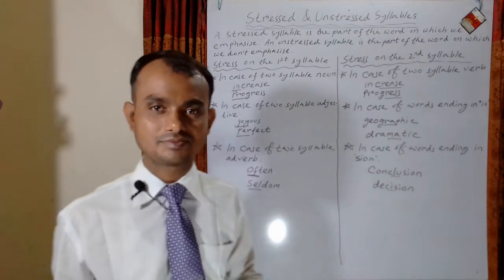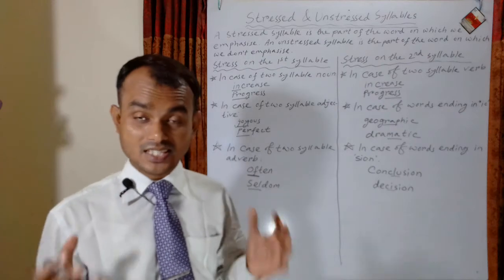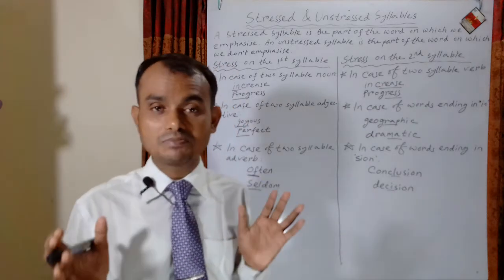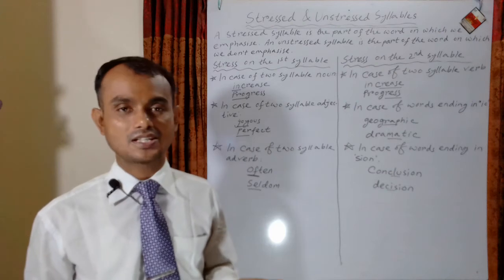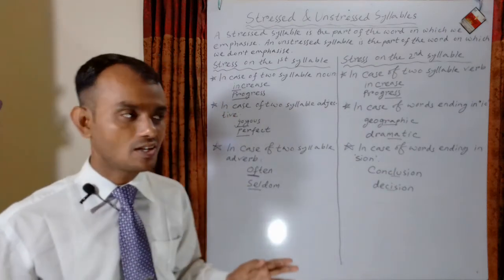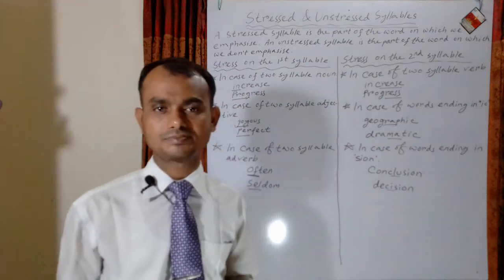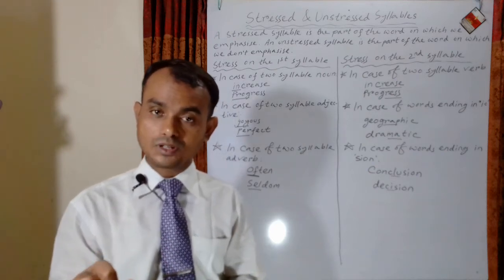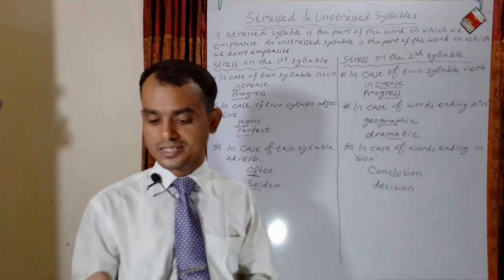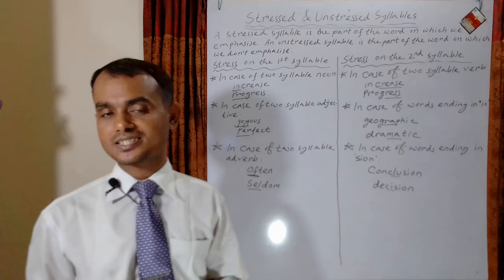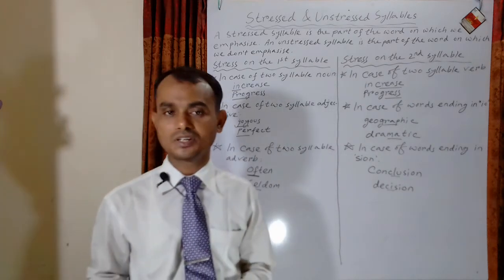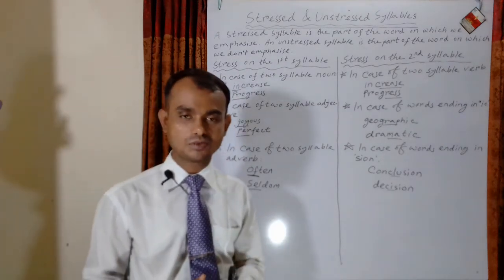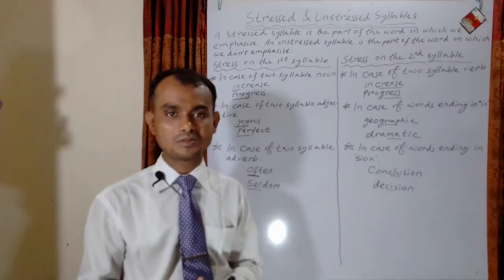Dear students, I repeat. Today I have already discussed stressed and unstressed syllables. What is a stressed syllable? A stressed syllable is the part of the word on which we emphasize, while an unstressed syllable is the part of the word on which we don't emphasize. The characteristics of stressed syllables are: stressed syllables will be longer, greater, higher, louder. On the other hand, unstressed syllables will be shorter, lower, softer.